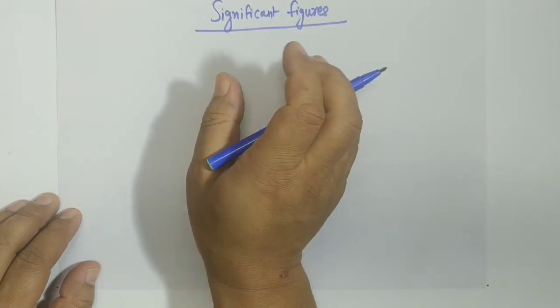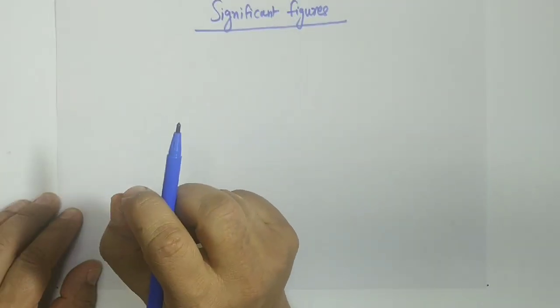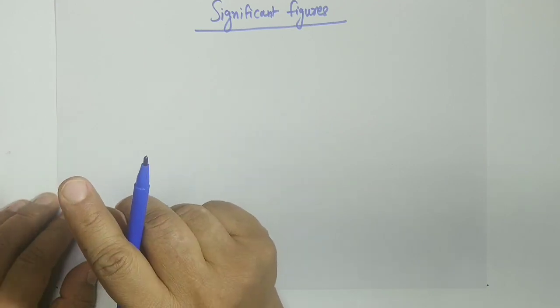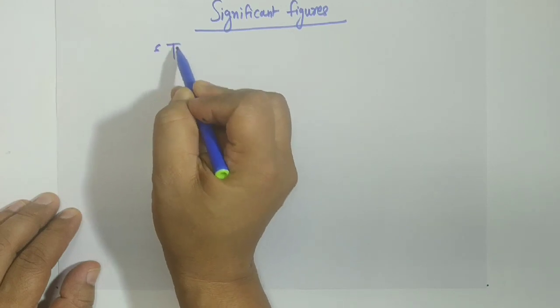When we measure a physical quantity, you should know the digits about the correctness of which we are sure, plus the last digit which is doubtful. So what is a significant figure?